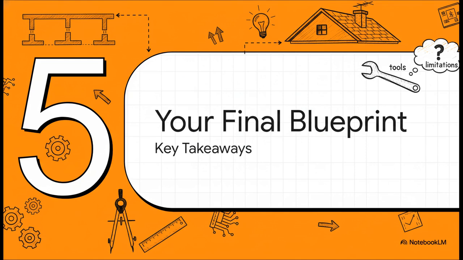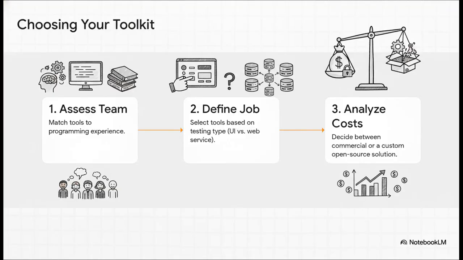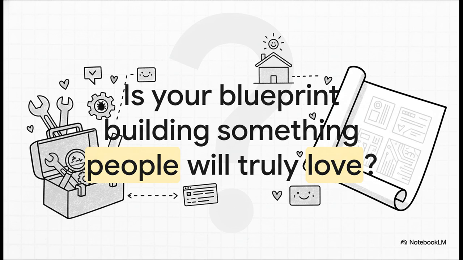All right, we've gone from the foundation all the way to the roof. We've talked strategy, tools, and limitations. So let's wrap it all up and draft a final, simple blueprint that you can use for your own projects. When you boil it all down, it really comes to these three essential steps. 1. Assess your team's skills first. That's number 1. 2. Clearly define the job. Are you testing the UI or the back-end services? And 3. Analyze the total cost of ownership and make that strategic call between a commercial product or a custom open-source solution. And with that, your toolbox is ready.